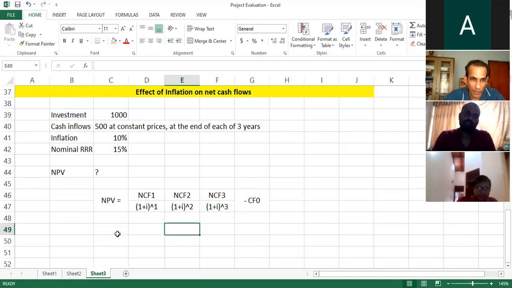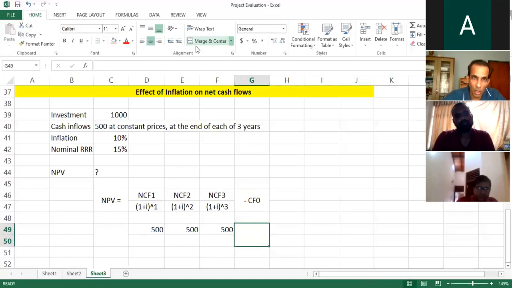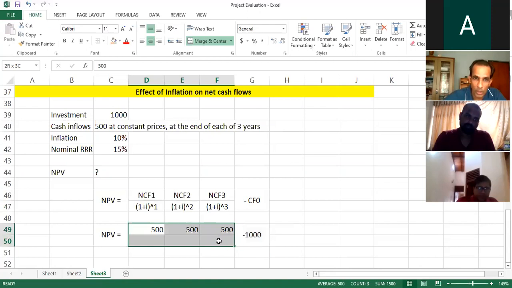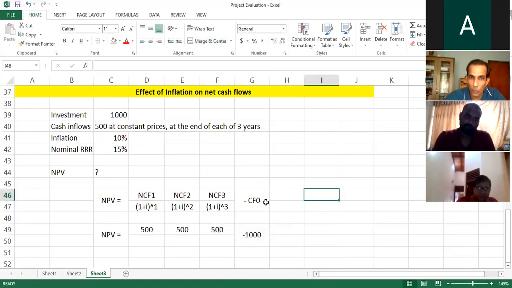Now, one method to calculate NPV: we can put the cash flows this way, 500 for the first year, 500 for the second year, 500 for the third year, and the investment is 1,000. If we use the cash flows in this form, what are these cash flows? Nominal cash flows?